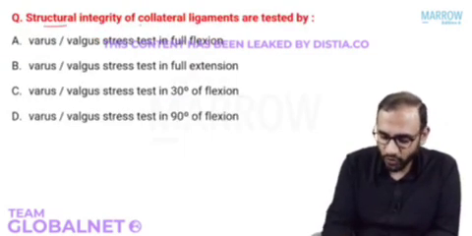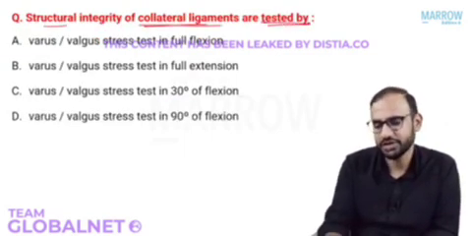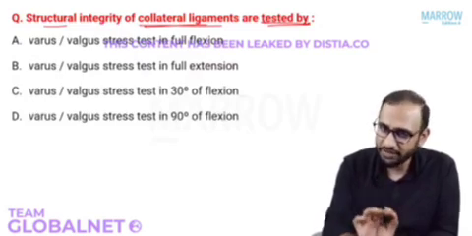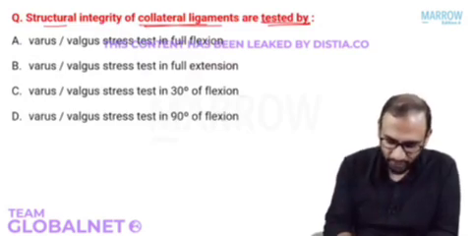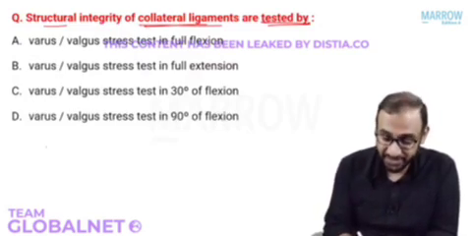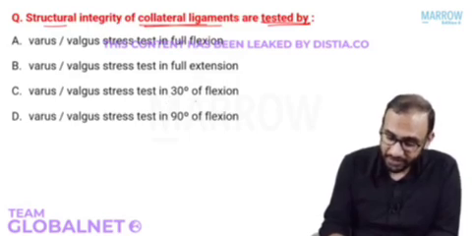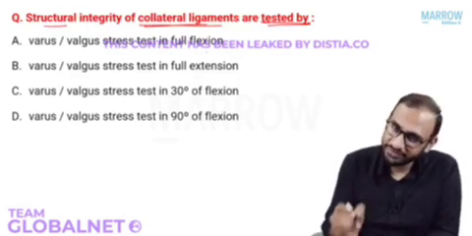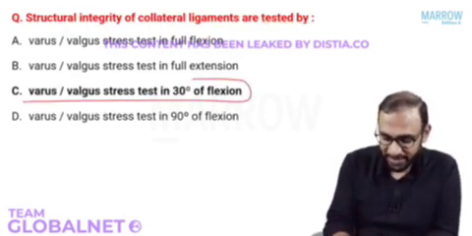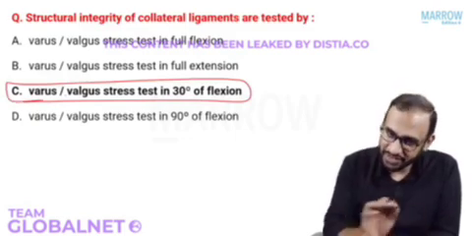Structural integrity of the collateral ligaments is tested by. So what is the test for collateral ligaments? Valgus and varus stress test. Yes, all the options are valgus and varus stress test. With knee in 30 degrees of flexion or full extension? With 30 degrees of flexion, because in that position it is tested in isolation.